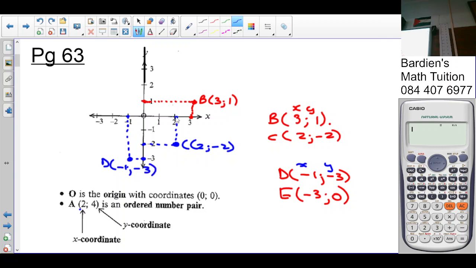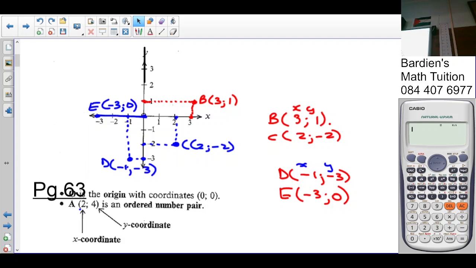Very few got E right. The x is negative 3 and the y is 0. You see a y of 0 here? So where do they meet? There. Okay, you guys understand? Right, so now let's carry on with our lives.